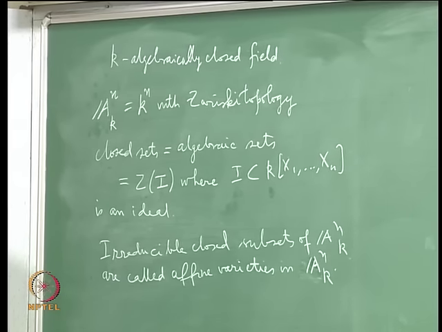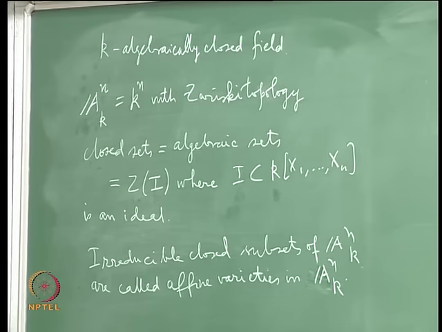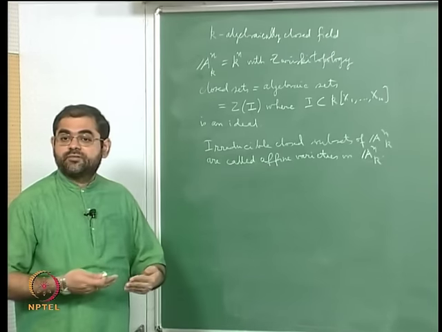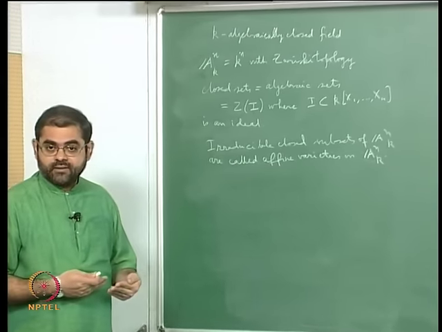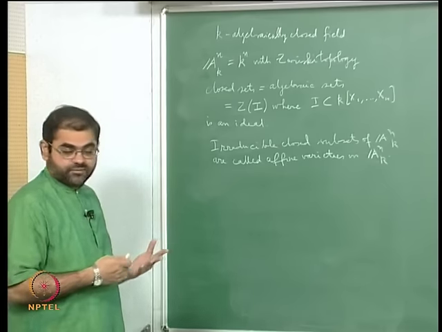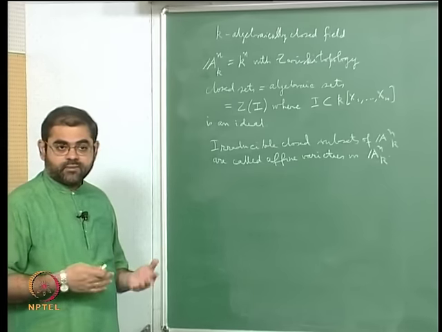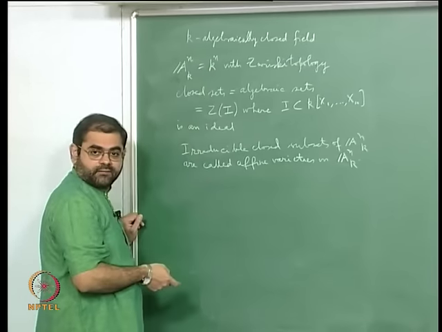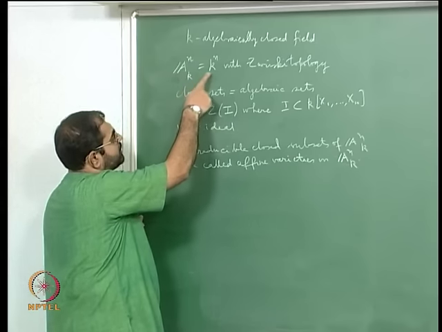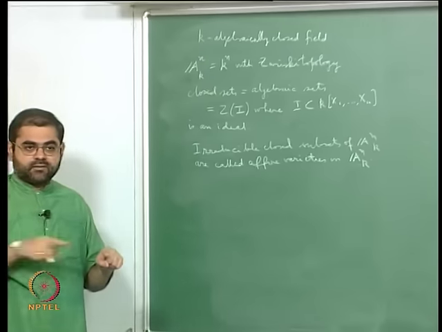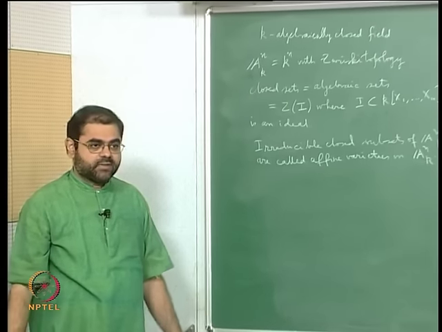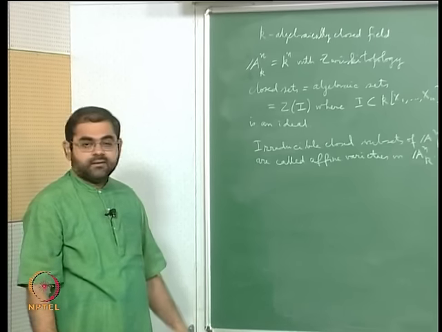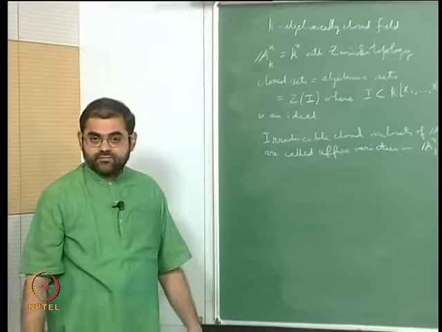That's one nice thing. Then the other nice thing is, of course, that any two non-empty open sets will intersect, okay. That will tell you that the topology is not Hausdorff, when compared to the usual topology. For example, if you take k to be complex numbers, then A^n, which is C^n, C cross C cross C, n-dimensional complex space, thought of as a vector space, with the Zariski topology is not Hausdorff, okay.